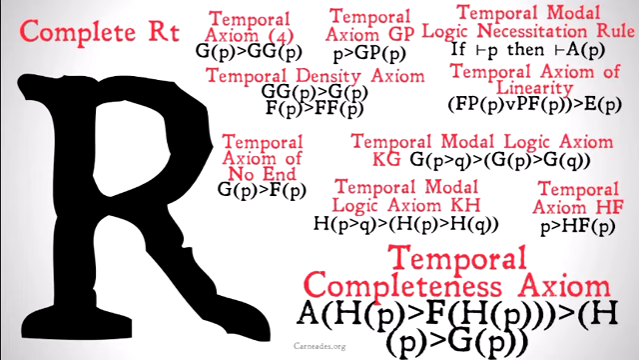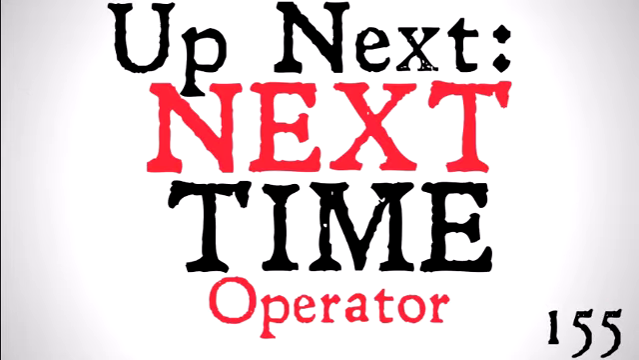This is just a summary at the end of all of those axiomatic systems to hopefully remind you of them and give you a chance to look at them side by side and see which axioms you like and which ones you don't. Up next, we're going to move on from these axiomatic systems and start looking at some new tense operators. And in this one, we're going to be talking about the next time operator.